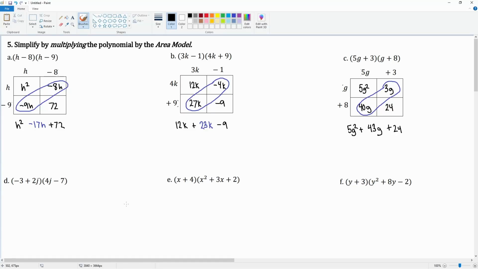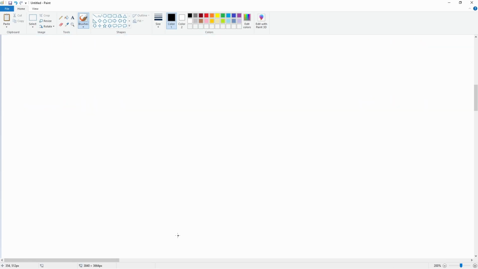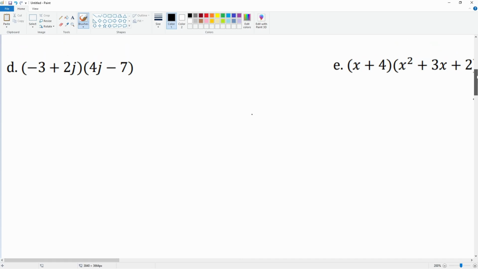This is part 2 of question number 5. You're going to simplify by multiplying the polynomial using the area model. Here, let's look at the second half. We'll start with question D.